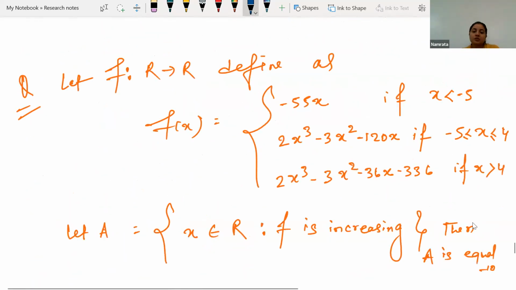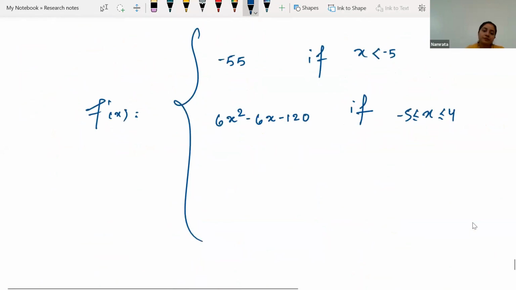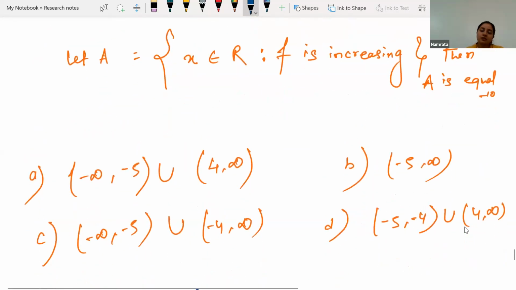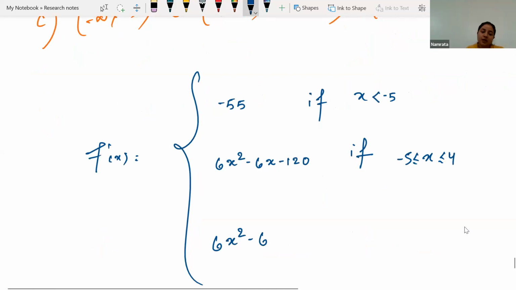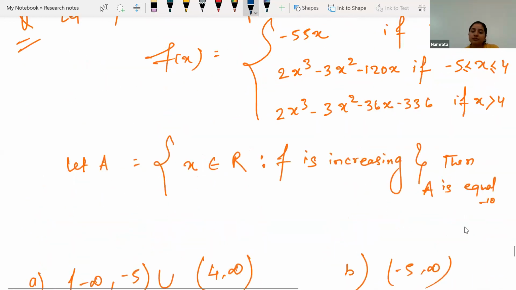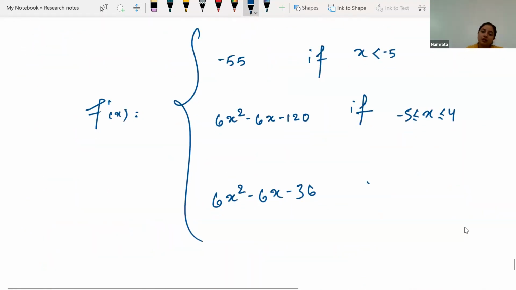Next one, 2x cube. When we do the derivative, it will become 6x square minus 6x minus 36. That's it. 36 is a constant. So if x is greater than 4, this is the derivative we are having.